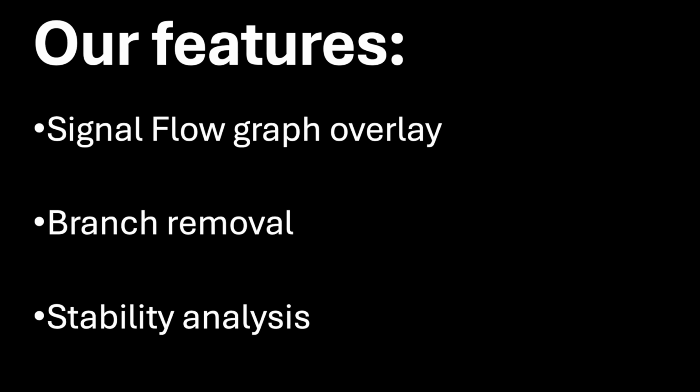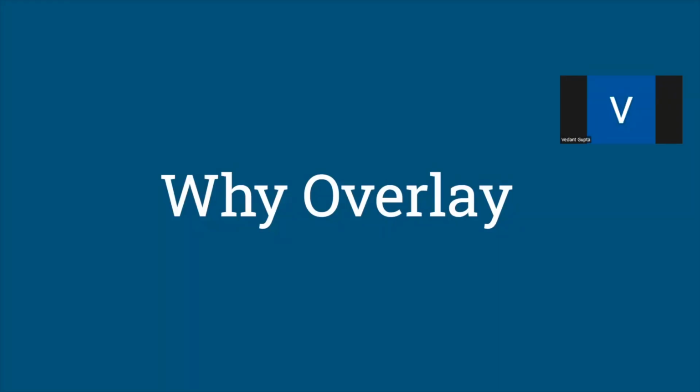Now we will discuss features that we have implemented. We worked on an overlay feature to help users easily correlate the signal flow graph to the schematic with an automated node matching feature, a branch removal feature that automates the signal flow graph simplification operations, and a stability analysis feature to observe how the stability of a feedback circuit changes as a device's value changes. So let's start by discussing why the overlay feature would be a good addition.